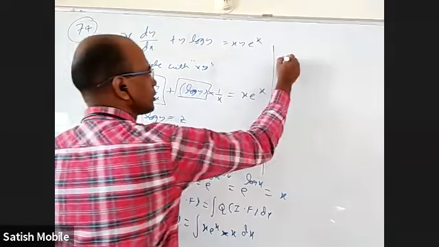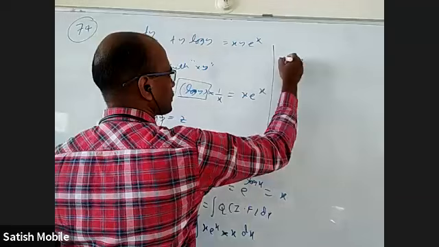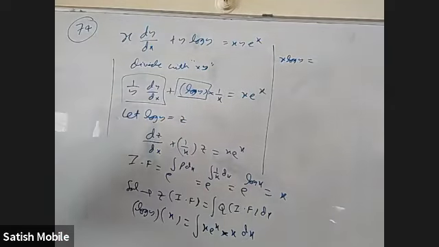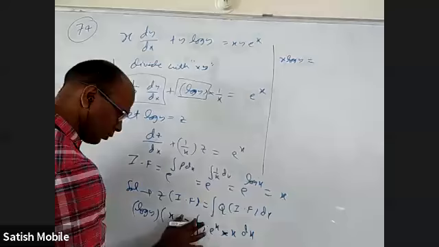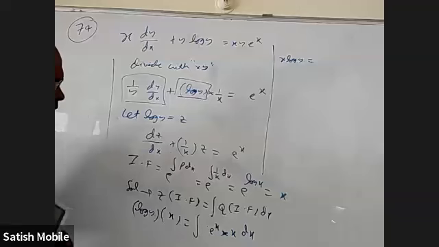So after this, it will be x log y. This is e power x into x square. One minute, I wrote it wrongly, this should be only e power x, because x and y both are there now. So it is only e power x. Sorry.